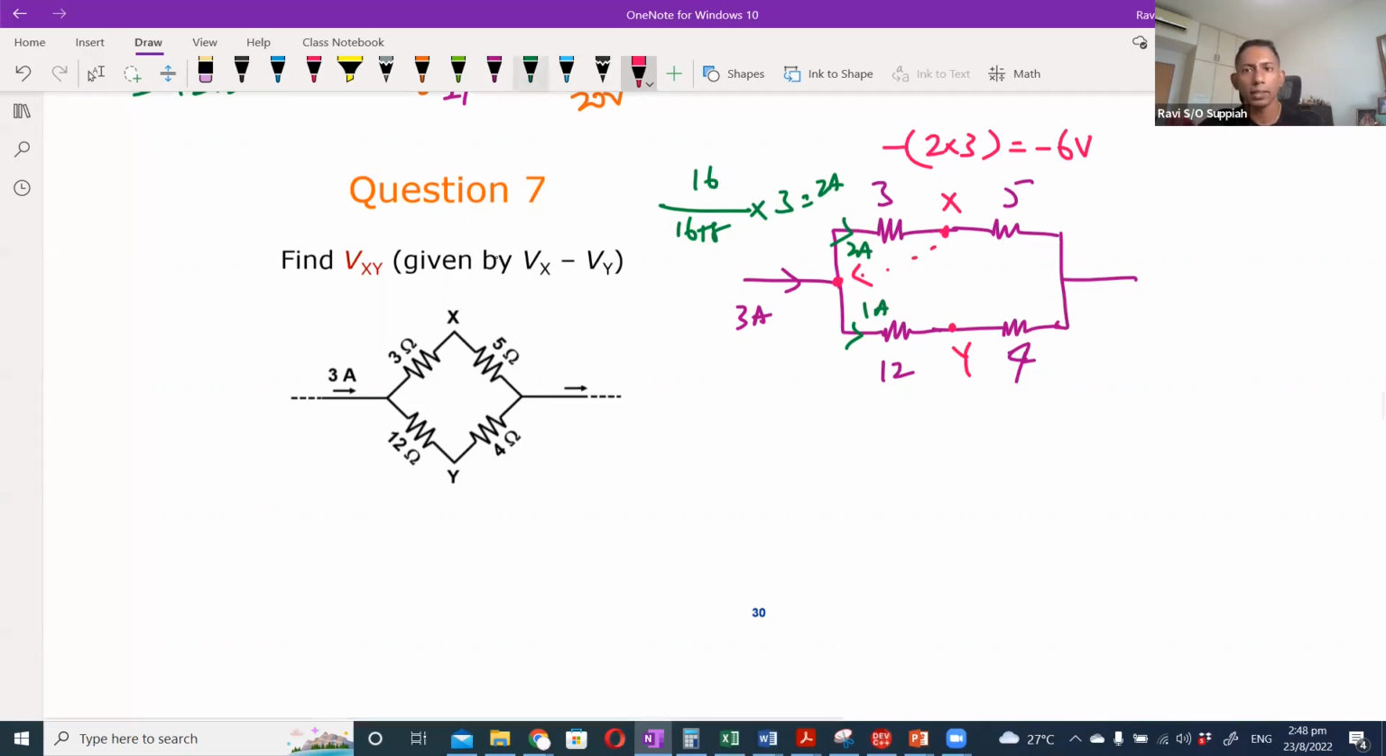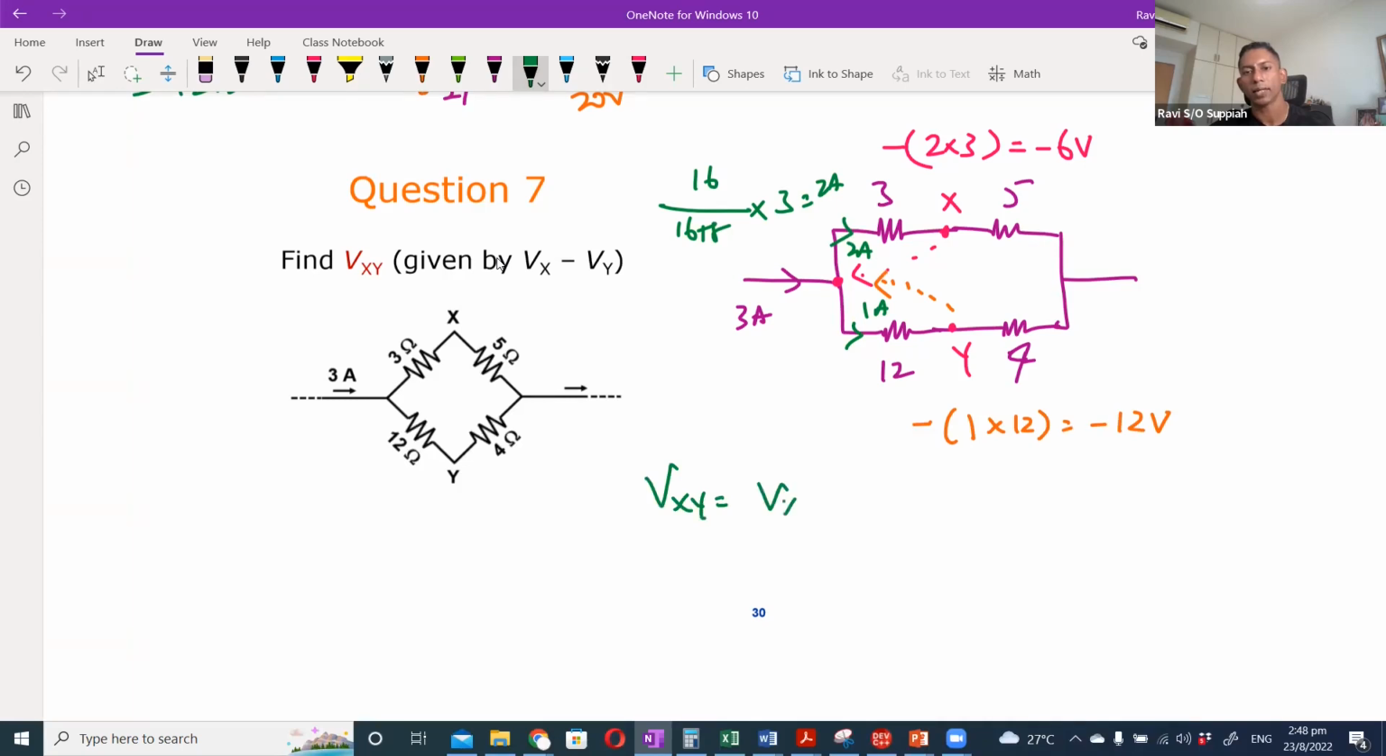Similarly, when I look at point Y with reference to this point, it will be minus 1 ampere multiplied by 12, which will be minus 12 volt. So again, I'm taking the reference as the common point at the branch. With reference to that point, point X will be 6 volts lower and point Y will be 12 volts lower.